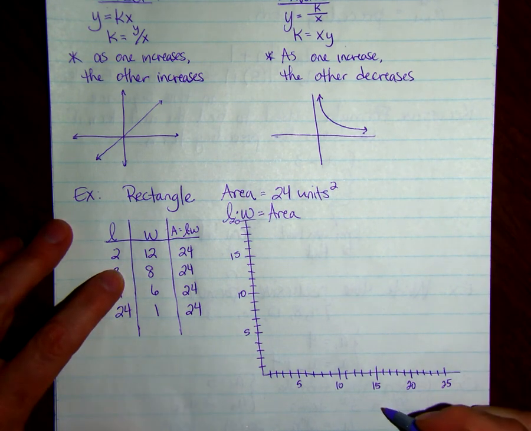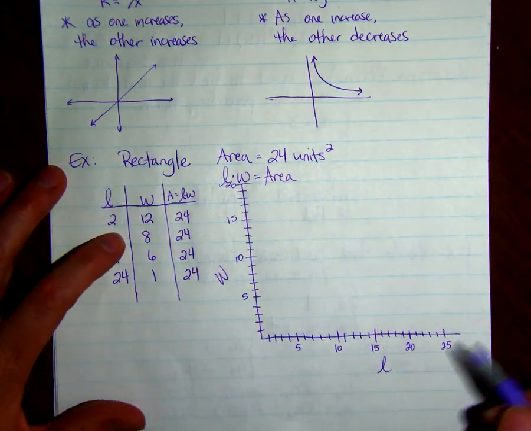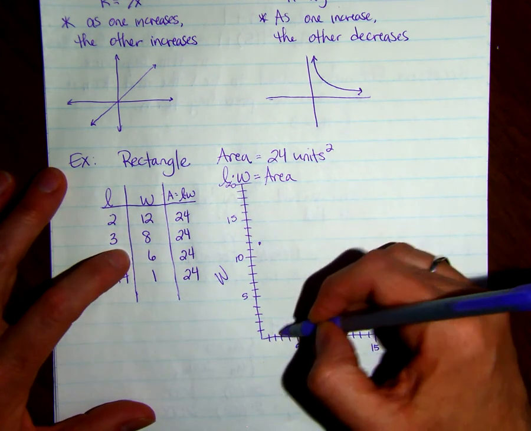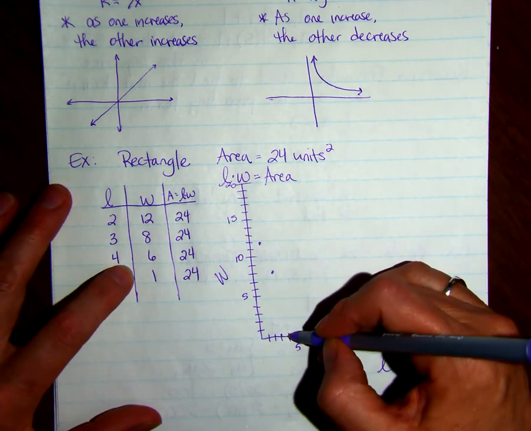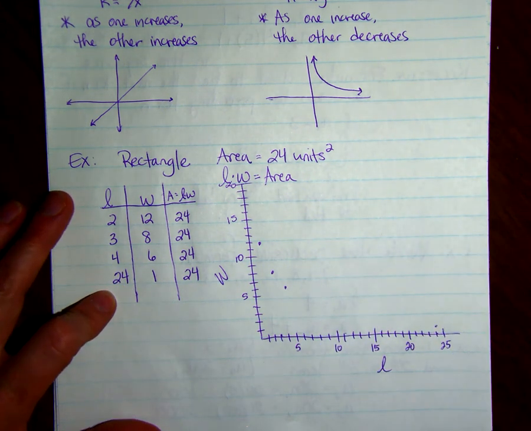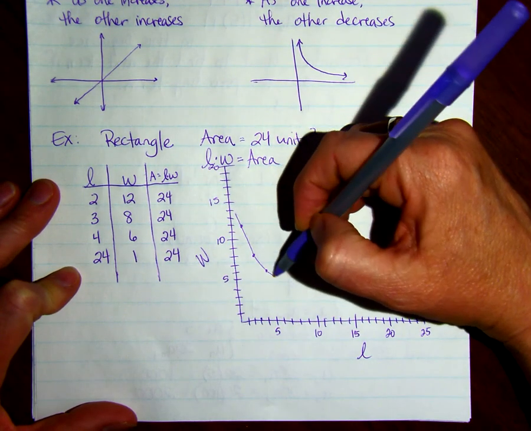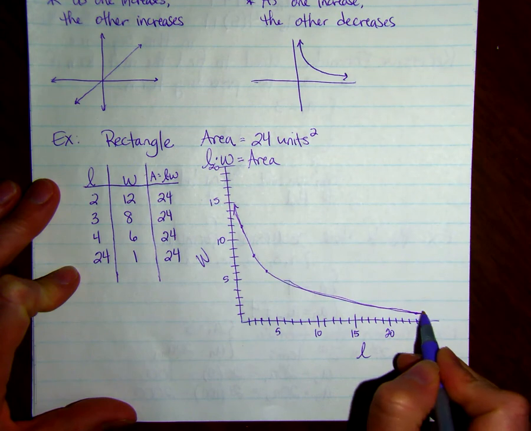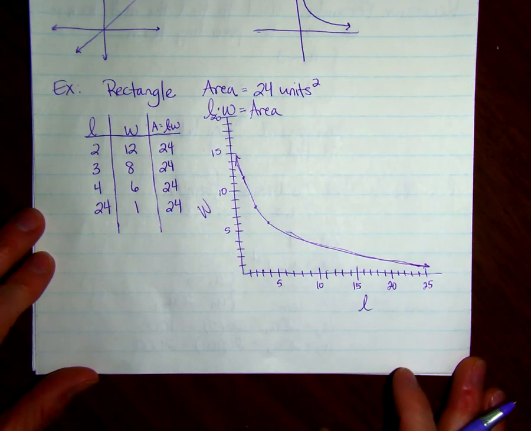Okay, so L is along the bottom and width is the y-axis. So when L is 2, the width is 12. When L is 3, the width is 8. Notice as we get bigger on the L, the W gets smaller. So 4 would be 6, and 24 is going to be 1. So notice that if we were to connect these, it's going to kind of go that curvy way, like that. And that's an inverse variation.